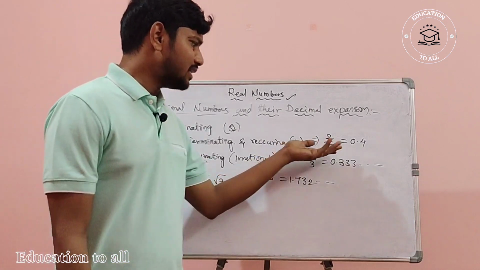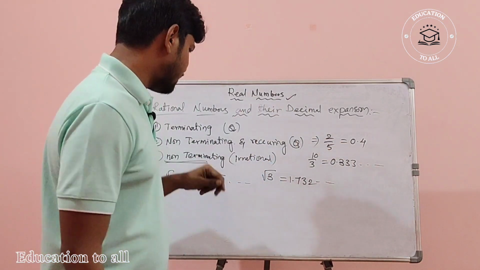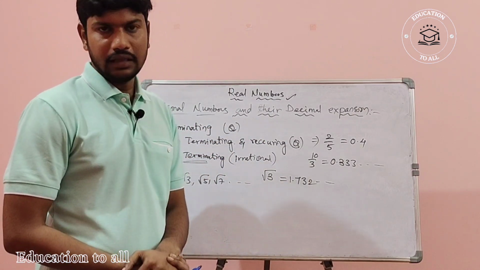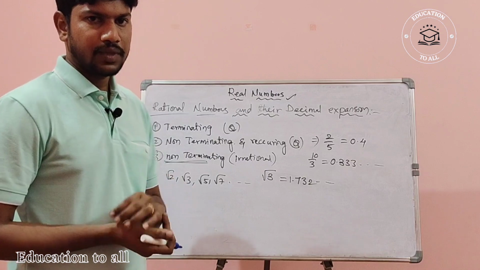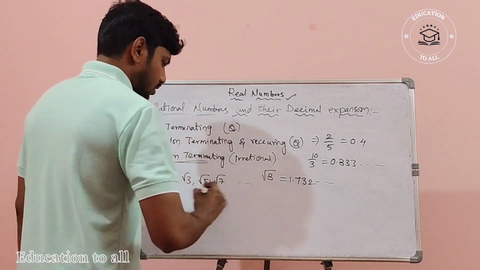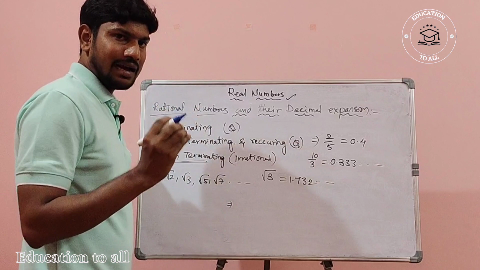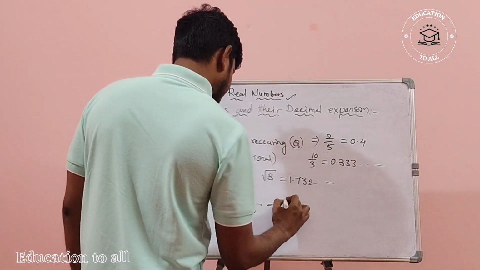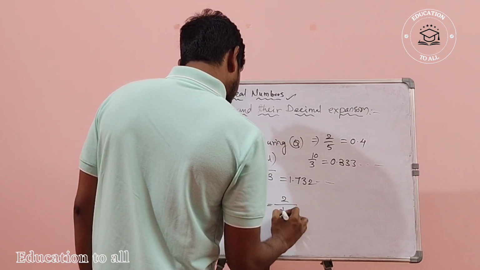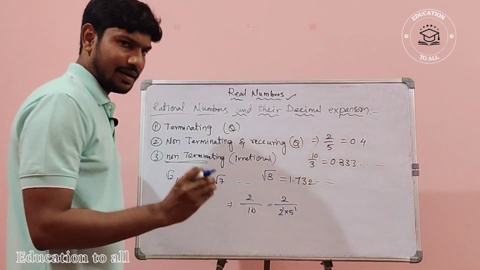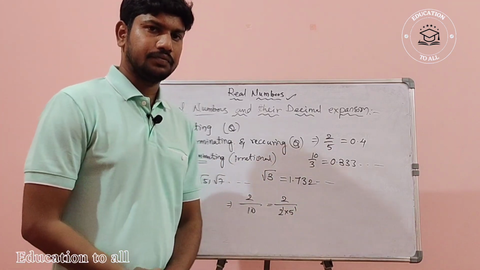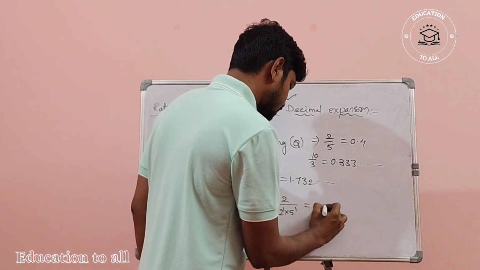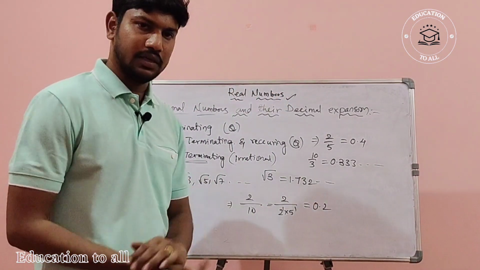So without doing the actual division, we can also conclude whether it's terminating, non-terminating recurring, or non-terminating. How to decide? It's very simple logic. Let me explain clearly. For example, 2 divided by 10. We can write 2 divided by 2 power 1 into 5 power 1. So 10 can be expressed as 2 5s are 10. We can observe that the 2 by 10 value is how much? It's very simple, 0.2. Definitely it terminates.